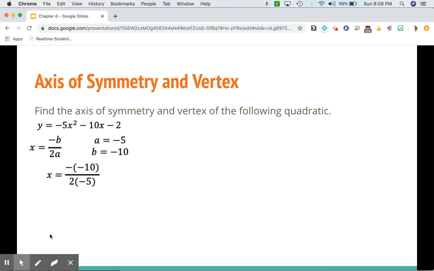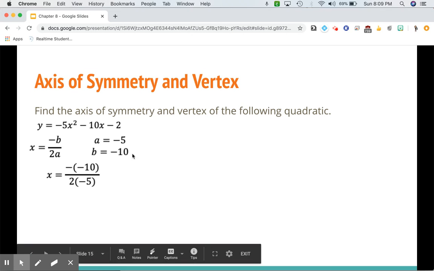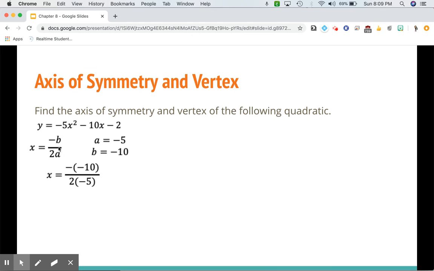Now be mindful, we are plugging in b equaling negative 10. Well, you have the negative sign from the formula, and your b value is also negative. So now you're going to have a double negative, which is going to end up being a positive. So you need to be very careful with your negative signs here and make sure you're plugging in the proper number. And then you're dividing it by 2 times a, and our a value is negative 5. So simplify, again, 2 negatives is going to be a positive, and then we're dividing it by negative 10, so 10 divided by negative 10. Our axis of symmetry is x equals negative 1.